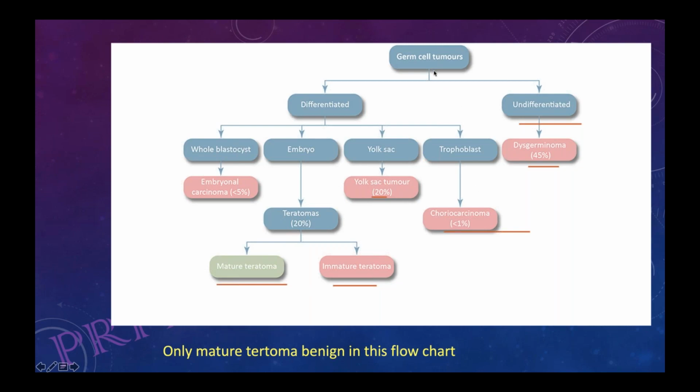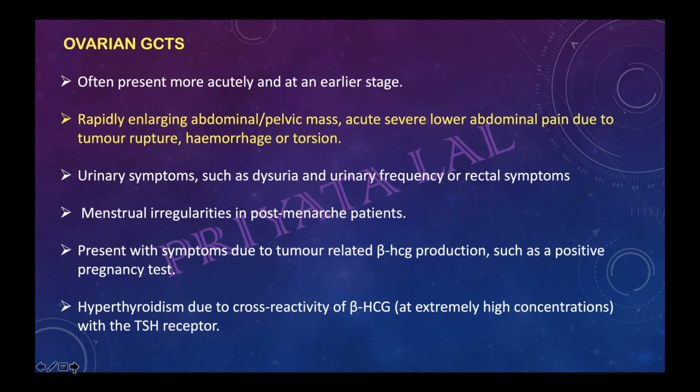Apart from this, you see this table, this flow chart. In this flow chart, all are malignant tumors. Only the mature teratoma is benign. So this is important to understand from the basics and from the cell lines.